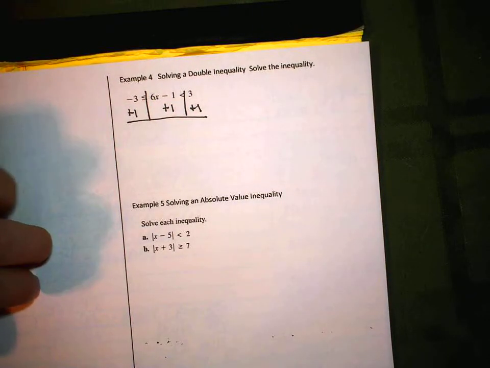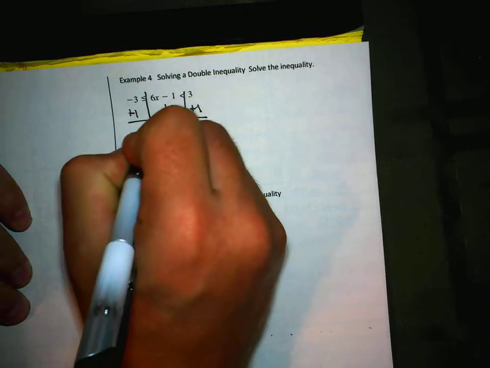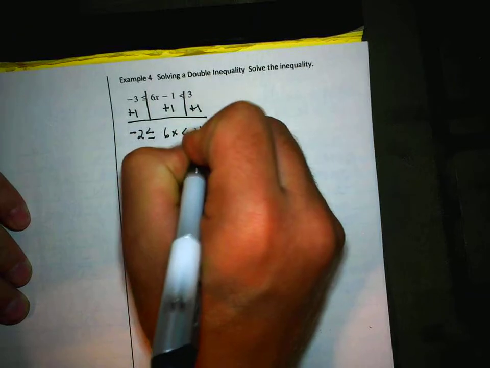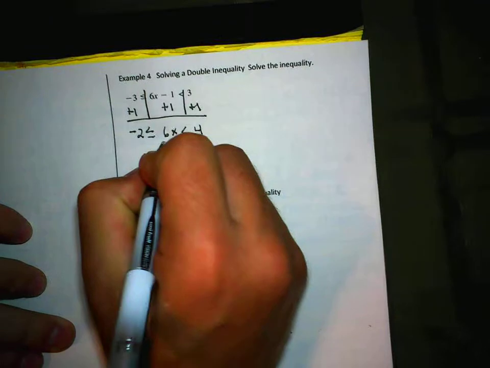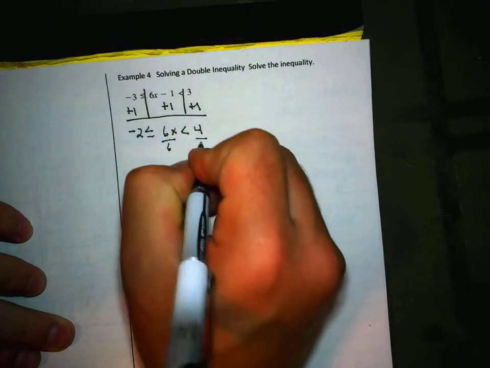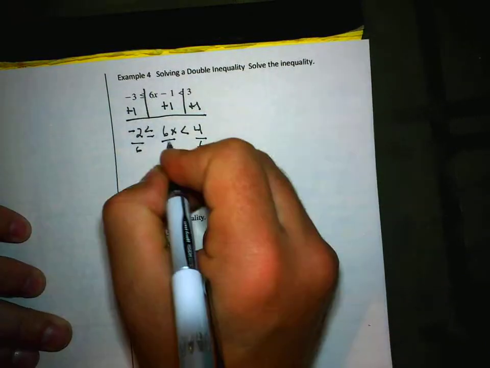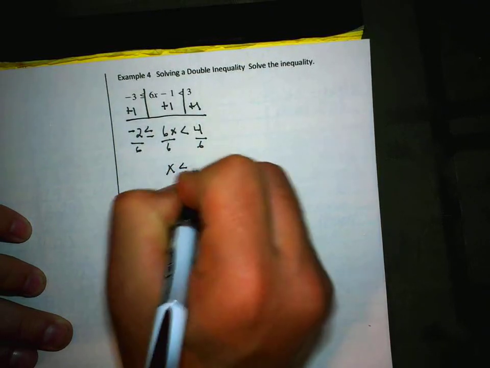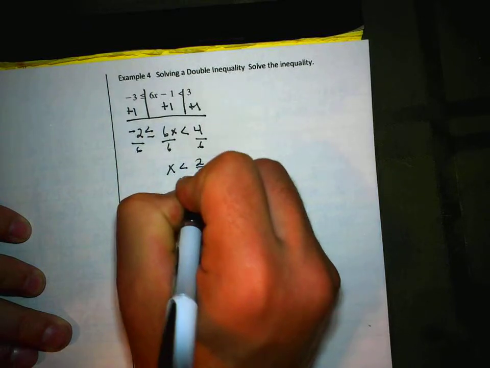Okay? So negative 3 plus 1 is going to change to negative 2 is less than or equal to 6x, which is less than 4. From here, I need to divide by 6. Now, remember in the other one we flipped when we divided? We only flipped when we divided because it was dividing by a negative. Here, we're not dividing by a negative. So, this will become x, and x will be less than 4/6 changes to 2/3, reduced.